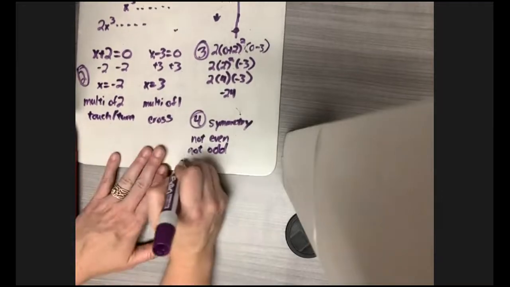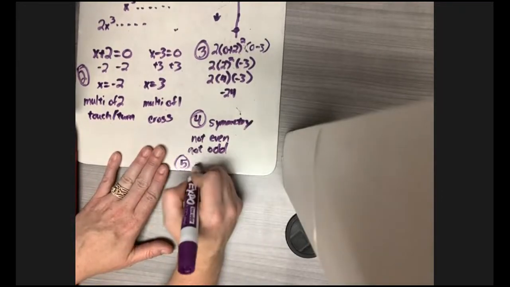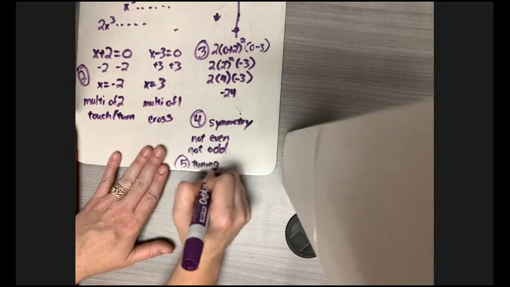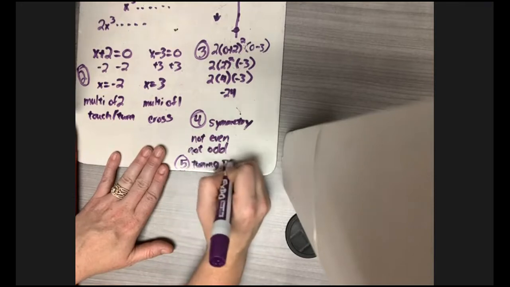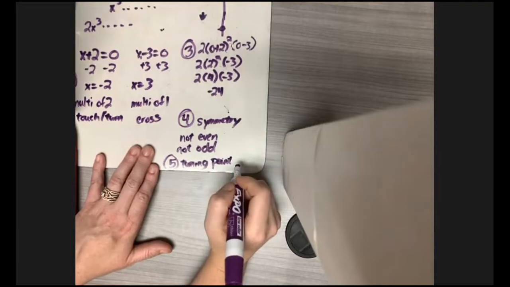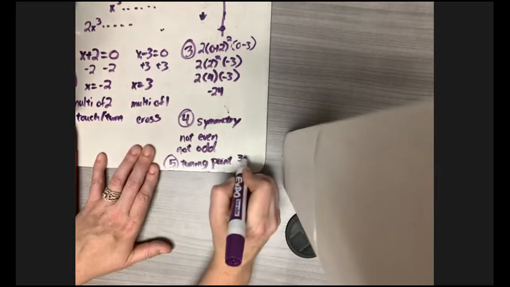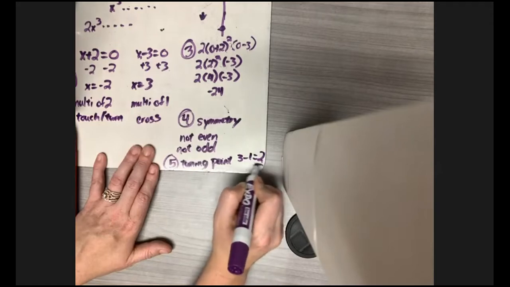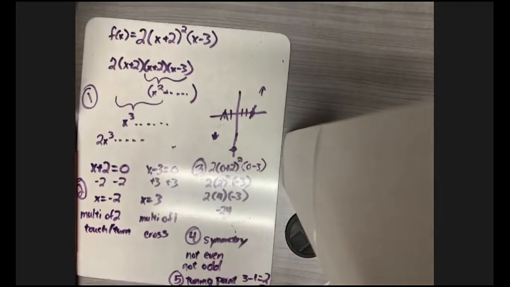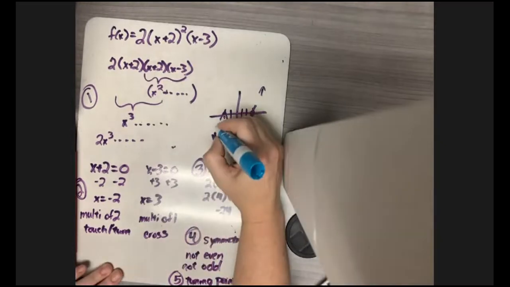Now, 5 was our turning points, okay? Okay, so its biggest power, which we already figured out was cubed over here. So it's 3 minus 1, which is 2. So I'm only allowed 2, and y'all, one of them's already here. So now, what could this graph possibly look like? Okay, utilizing the stuff that I know, still only using 2.